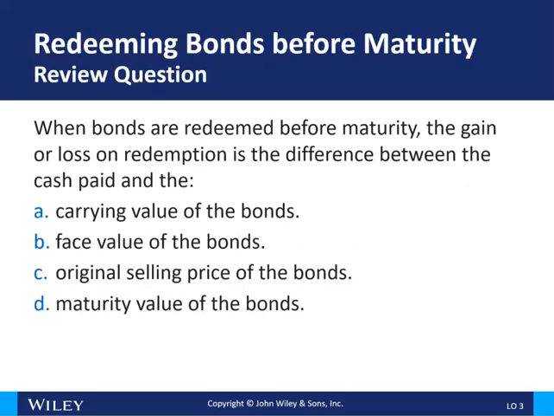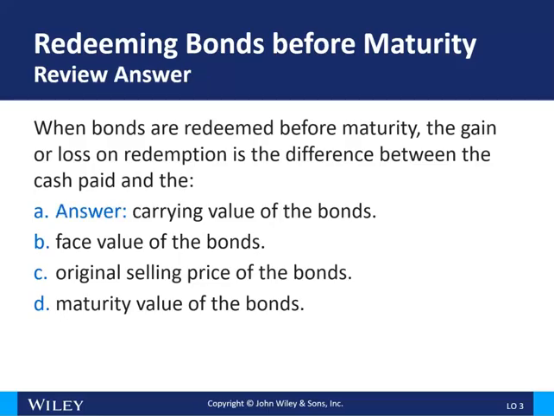When bonds are redeemed before maturity, the gain or loss on redemption is the difference between the cash paid and which of these? The carrying value, the face value, the original selling price, or the maturity value of the bonds? We just saw that. It's the carrying value. So the difference between cash paid and the carrying value.